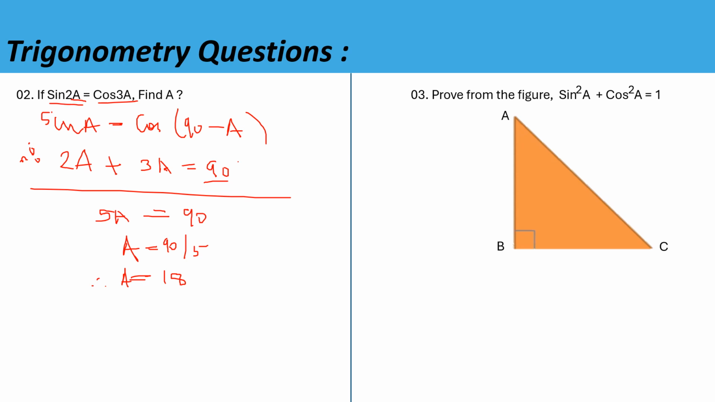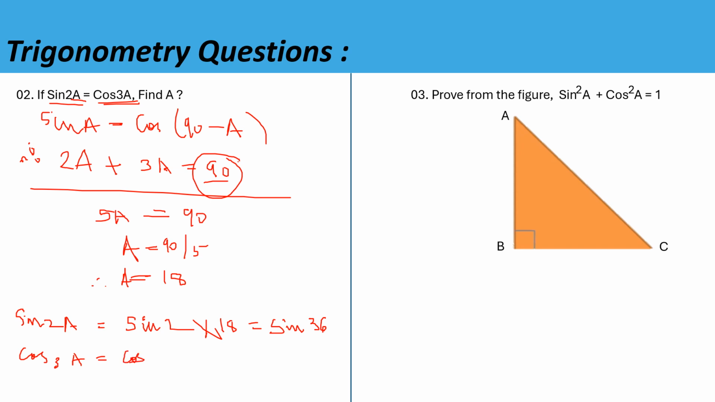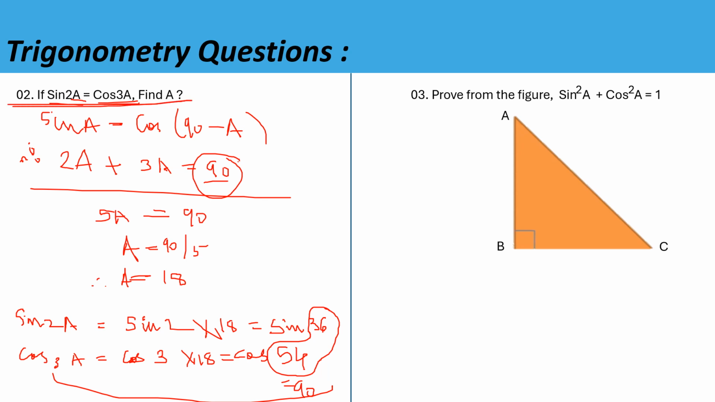So if we have to find sin 2A and cos 3A as well, if it matches with the 90 degrees, you can check that as well. How? Sin 2 into 18, which comes to sin 36, and cos 3A is equal to cos 3 into 18, which comes equal to 54. So if you add these two, the total will be 90. So the question is for the complementary angle.